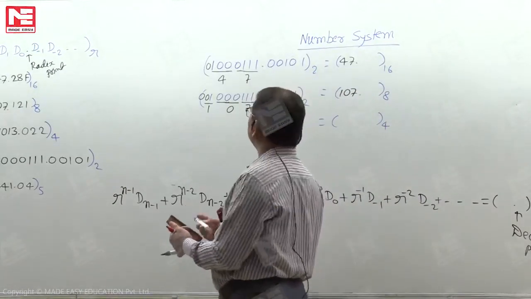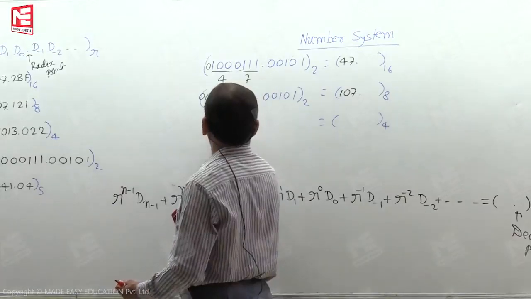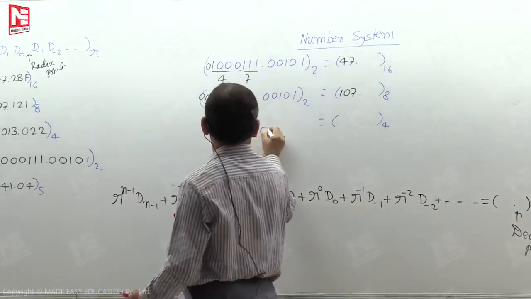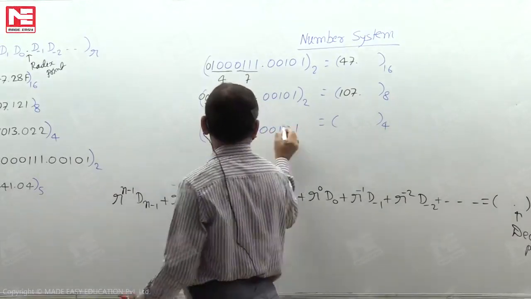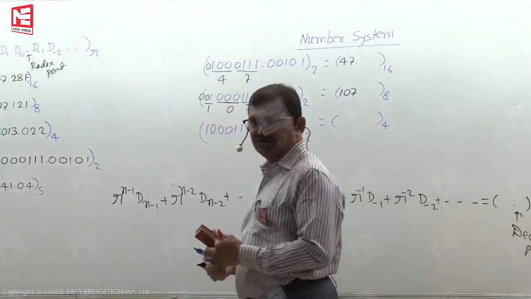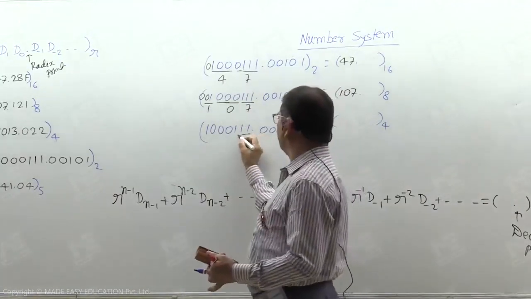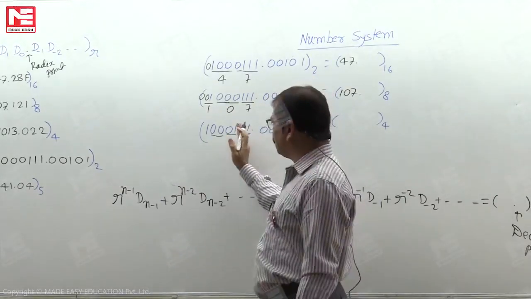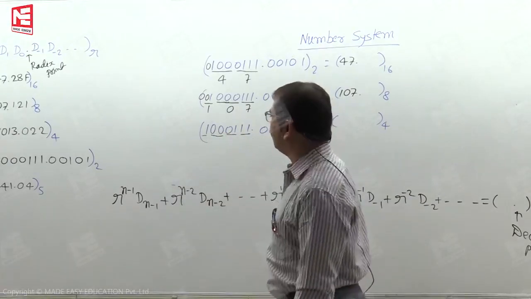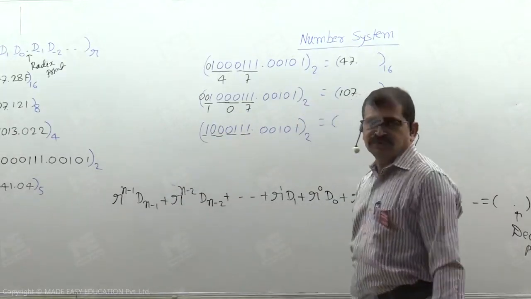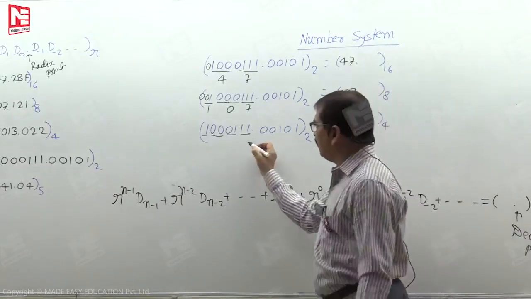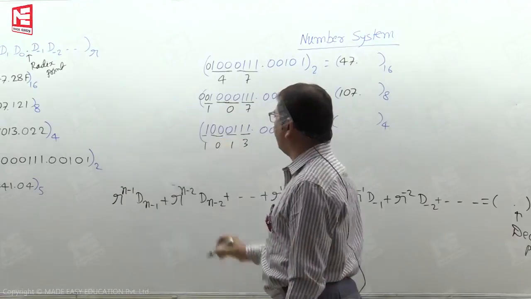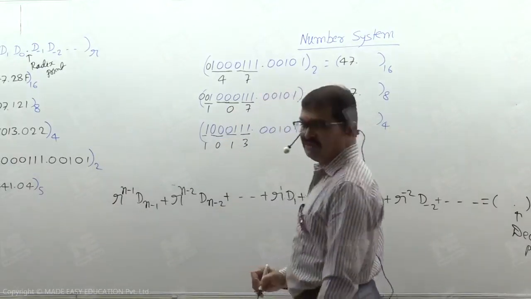Similarly, for the equivalent quaternary number, the group size is 2 bits. The grouping is always in the integer part from the least significant bit to the most significant bit. We have 4 groups here. For each group, we must read its equivalent quaternary digit. The quaternary digit here is 3, here it is 1, here 0, here 1. So we are looking at 1013.